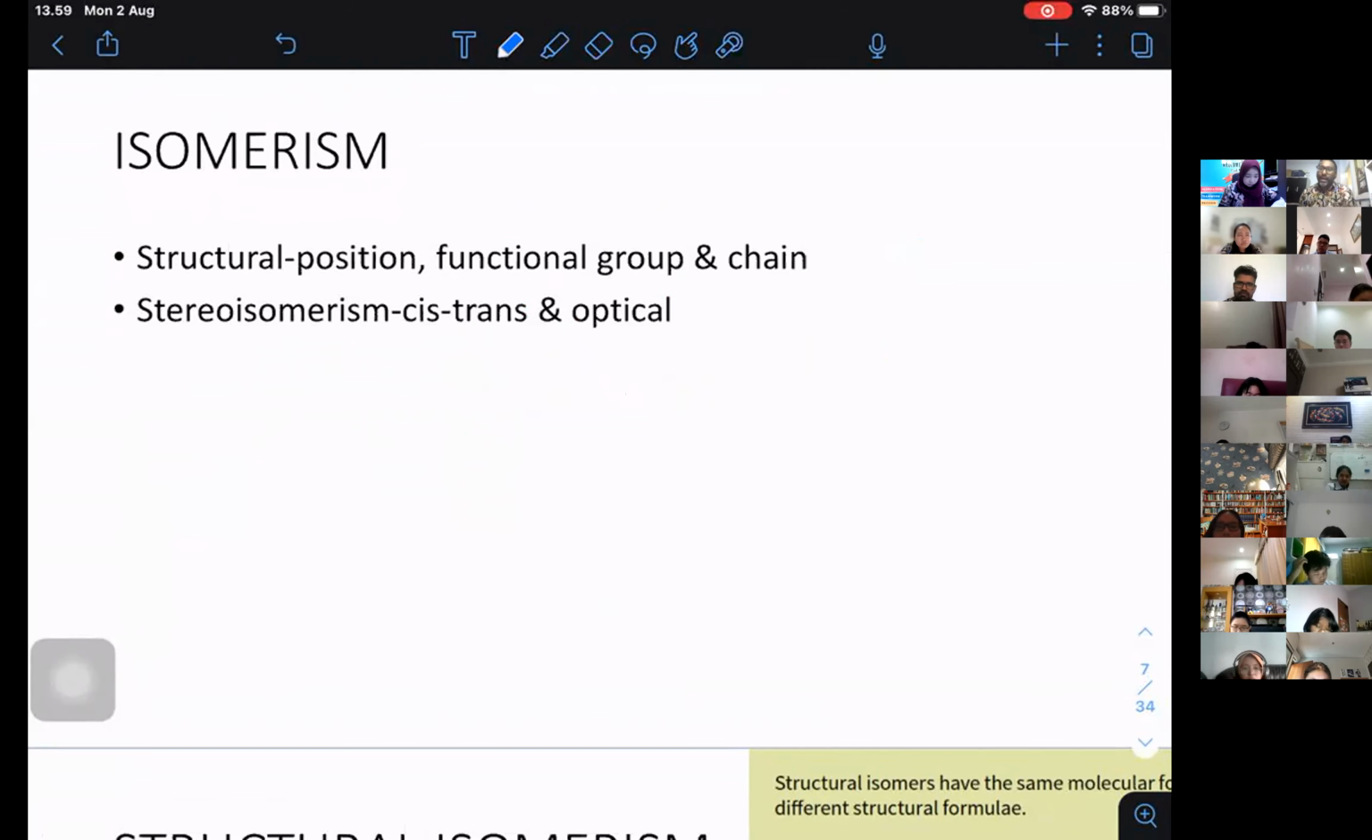Now, next is chain isomerism. Very interesting as well. Chain isomer, I like to actually explain it like this: if you have a person, and you become violent, you want to go and break that person's hand, or you want to cut the person's hand.